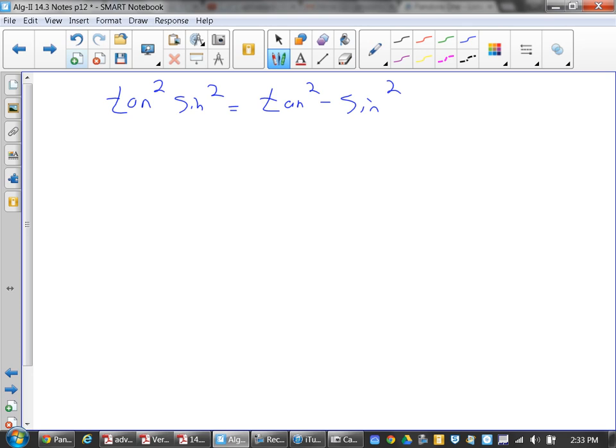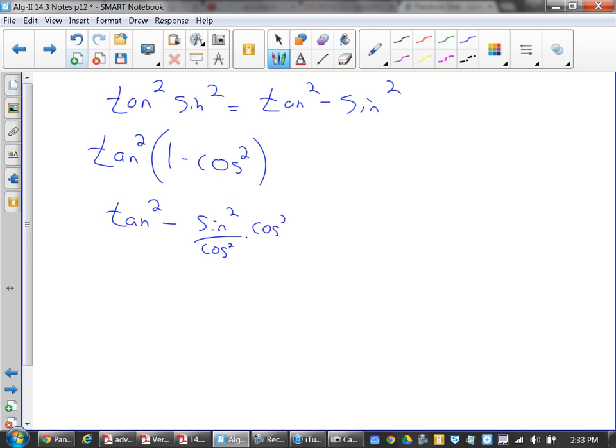All right. So what I would do is rewrite sine squared in terms of the Pythagorean identity. What do you get? So this is tangent squared times 1 minus cosine squared. What do you do? Distribute. You get tangent squared minus, now I'm just going to do this real quick, sine squared over cosine squared times cosine squared.